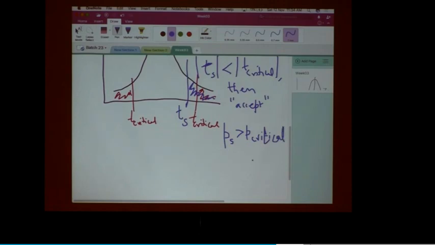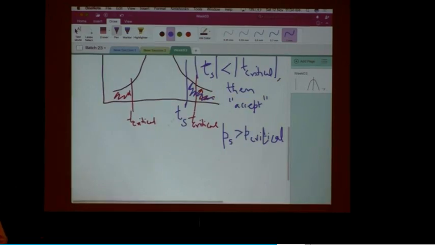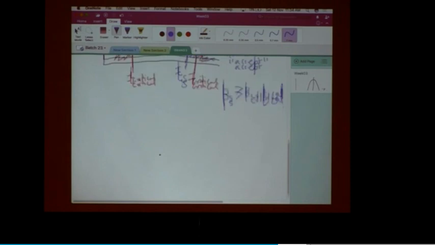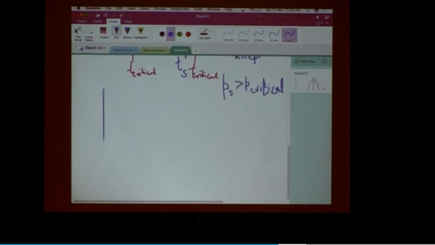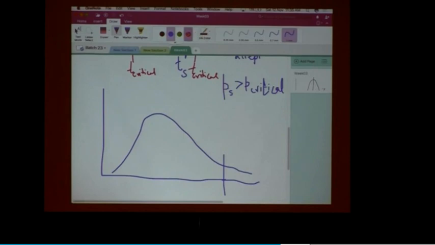Then you are accepting it. So when the P value is more, you are accepting it because it is closer. Likewise, in chi-square, chi-square also will have some distribution, and it might look something like that. And we said the critical region is to the right.